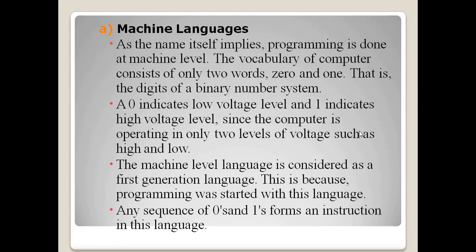The machine level language is considered as a first generation language. This is because programming was initially started with these languages. In machine level language, we are supposed to use zeros and ones, and any sequence of zeros and ones forms an instruction in this language. So to write the instructions, we use zeros and ones.